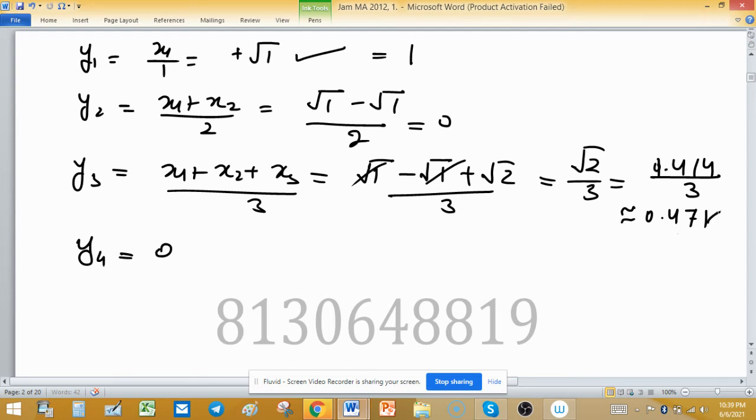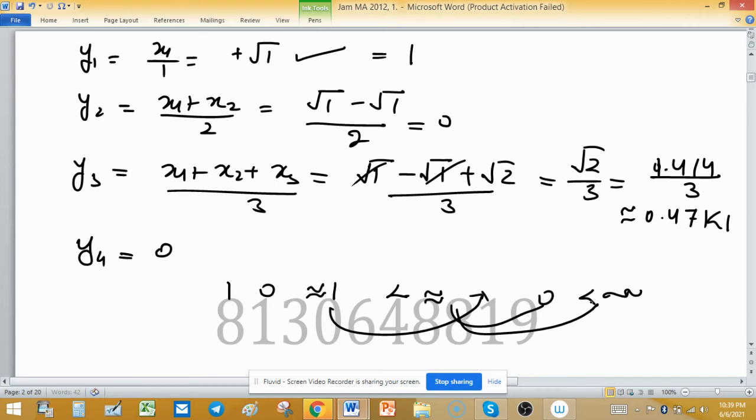So you can see that y1 is square root of 1, which is 1, then 0, then a value less than 1, then again 0, then a value less than the previous approximation, and so on. So the terms are decreasing, but alternately: 0, some value, 0, some value, 0, some value. This goes to 0, so yn is convergent, hence bounded.